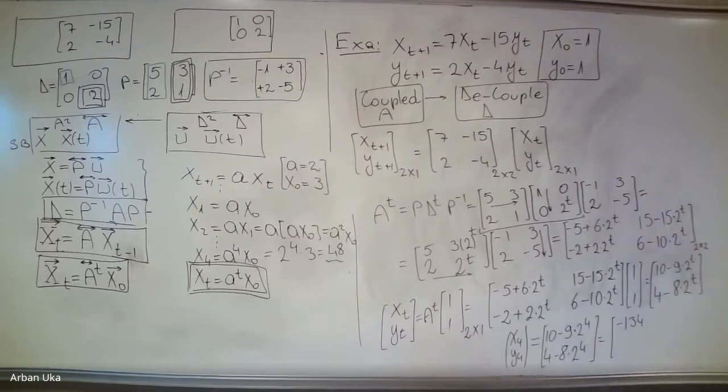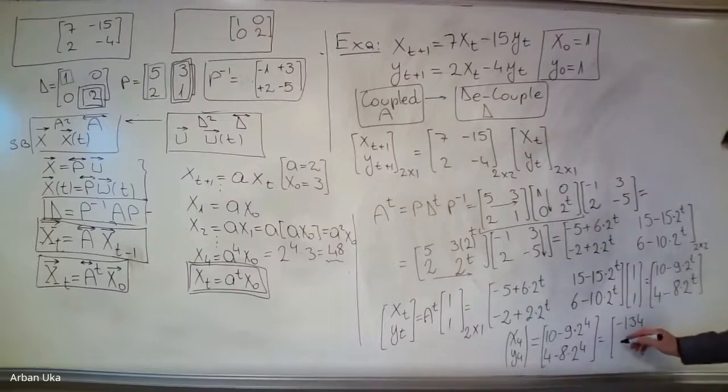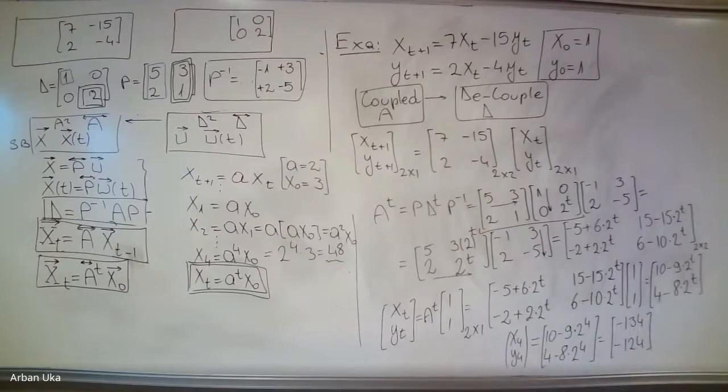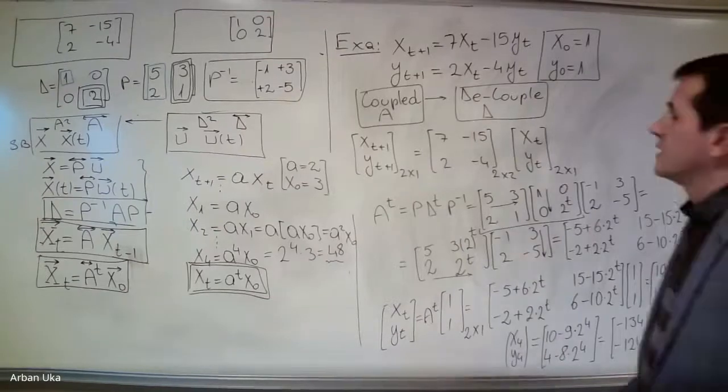I hope this is correct. You can check if it's right or wrong. Then here we have 2 to the power 4. This is 4 times 4, 16. 16 times 2 is 32, 64, 128 minus 4, minus 124. Okay, so this is the number that we find for x after 4 different time frames.